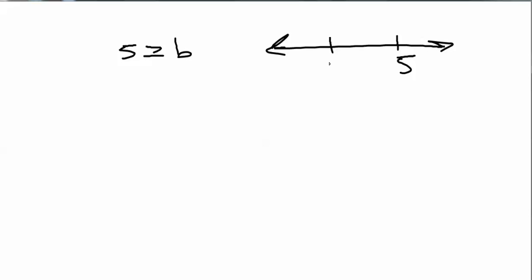All right. 5 greater than or equal to b. Do what you know first. Put the 5 on there. Put the 0 on there. What are you going to do at the 5? Open or close? You're going to close it at the 5. That should be a no-brainer.